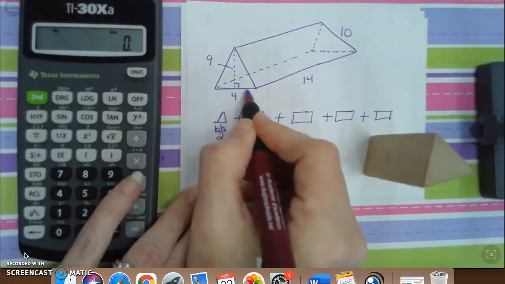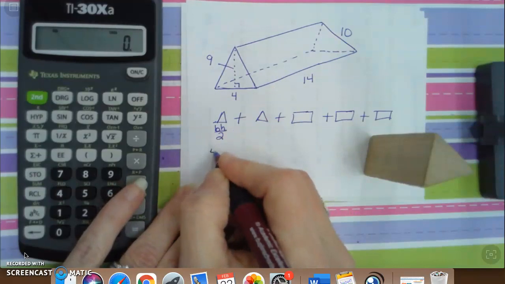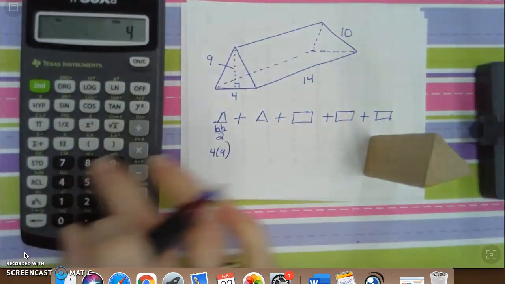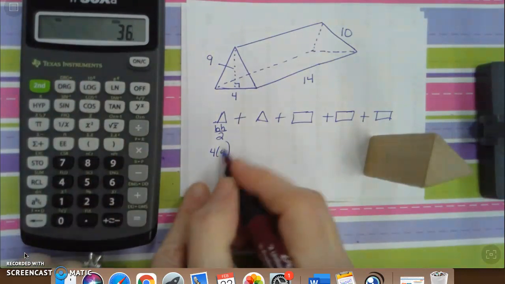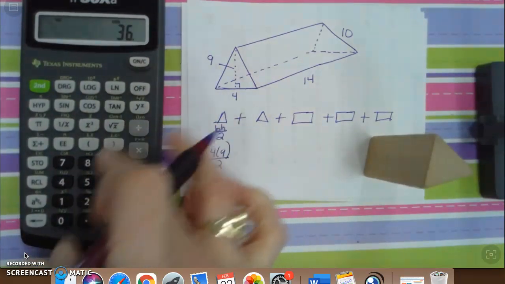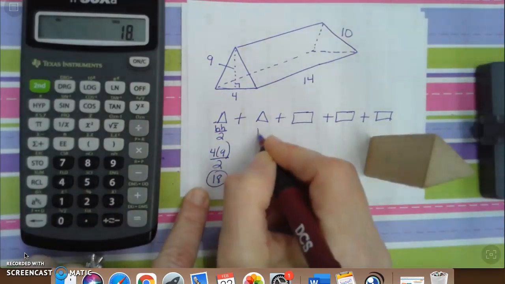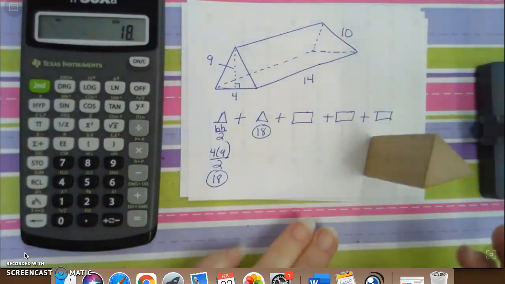So base times height divided by 2. The base is 4 and the height is 9. So we've got 4 times 9 divided by 2, which I'm sure you can do in your head, but just in case. And then we're going to divide that by 2. And we get 18. Okay? So we have 18. So this one's going to also be 18.